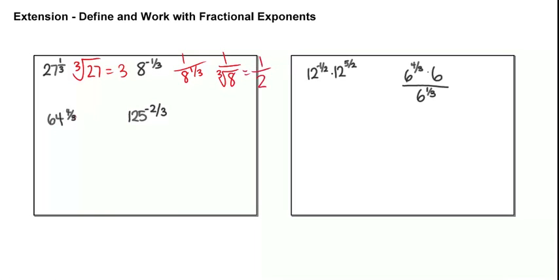64 to 4/3, that's the root, that's the power. So the cube root of 64, whatever that is, we're going to raise it to the 4th power. Cube root of 64, that would be 4, because 4 times 4 is 16, 16 times 4 is 64. And if we raise that to the 4th power, we get 256.